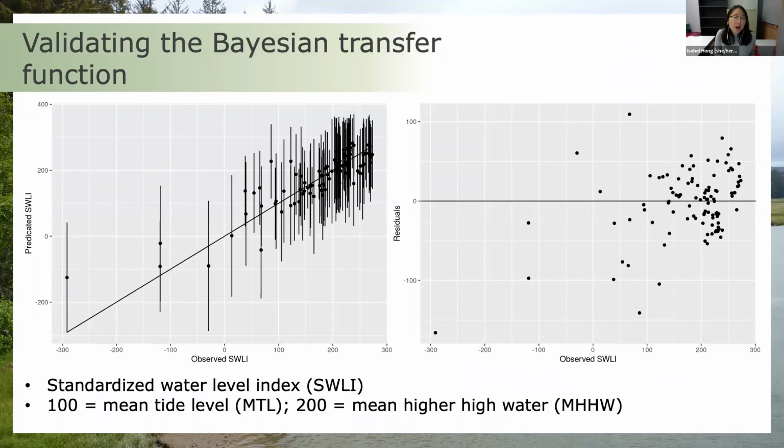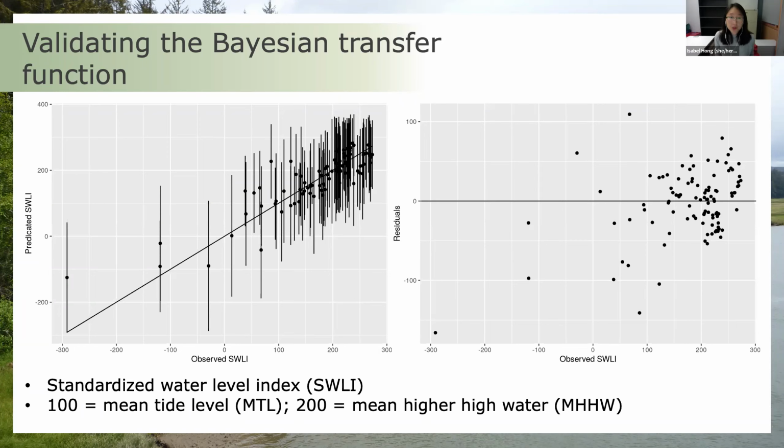To look at whether or not that actually works involves validating the transfer function, so looking at the transfer function's ability to predict known elevations. That's what you see here on this slide with the predicted versus the observed plot. I've also shown here the residuals versus the observed plot. Again, these elevations are in SWLI values, a SWLI value of 100 being equal to about mean tide level, and 200 being equal to mean higher high water. What we found is that the relationship between predicted versus known elevation was good, so we felt really confident with the validation of the transfer function.